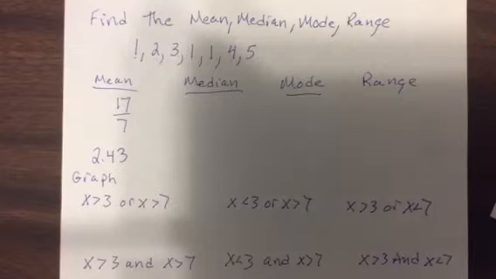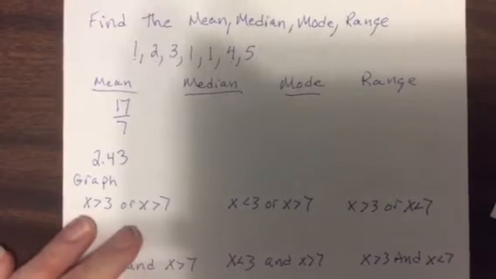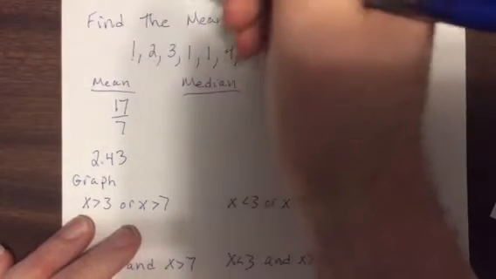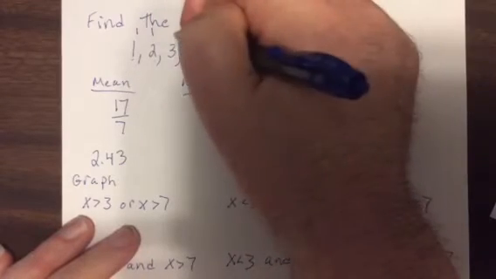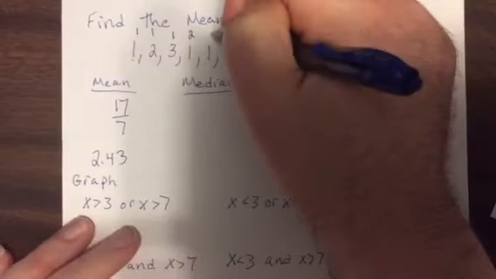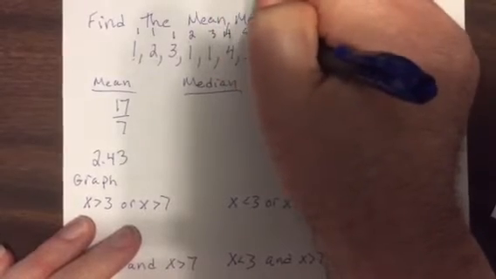Okay, median. The first thing we really should do is put them in a row so you don't forget. 1, 1, 1, 2, 3, 4, 5.